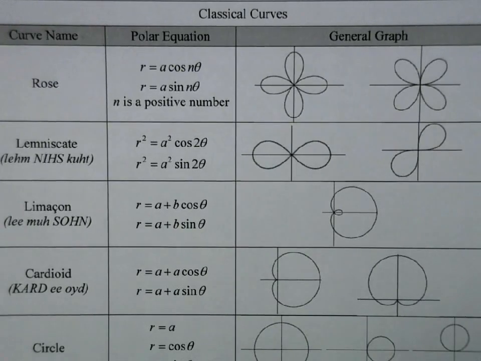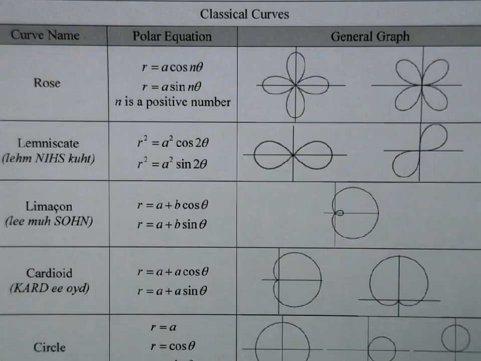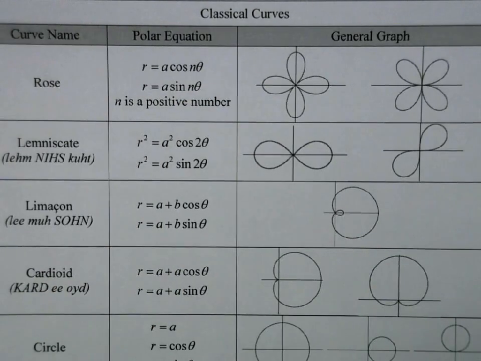Today we're going to be talking about finding the area of polar curves. But before we get to the calculus, I want to remind you of some of the classical curves that you can see in polar. First is our rose, where we have a general formula a cosine n theta or sine n theta. The n gives us the number of petals.